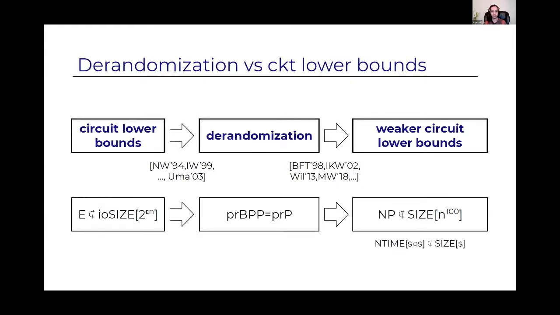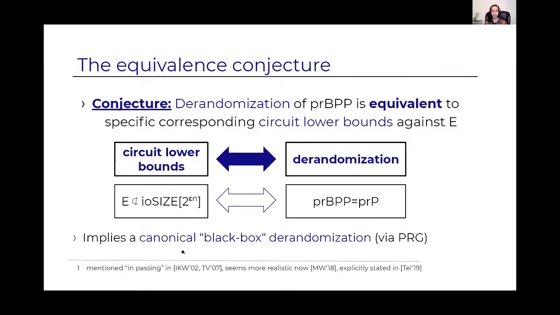For example, Impagliazzo and Wigderson show that if E is hard for exponential size circuits, then promise BPP equals promise P. And Murray and Williams recently showed that if promise P equals BPP, then NP is hard for circuits of size n to the 100, or n to the k for every fixed k. But the lower bound on the right-hand side is weaker than the lower bound on the left-hand side. And the equivalence conjecture said that it's essentially an if and only if.